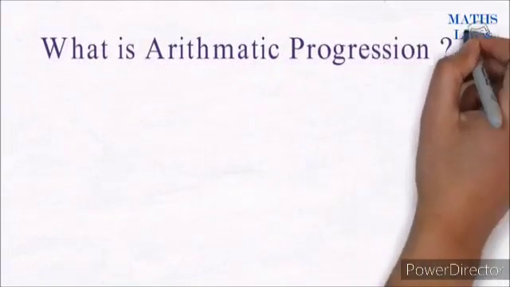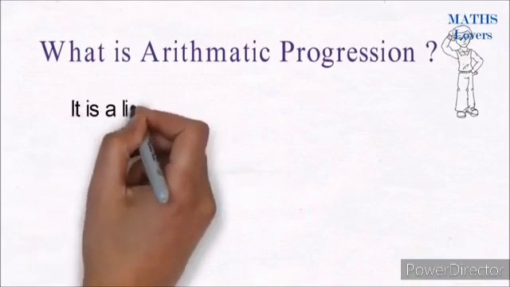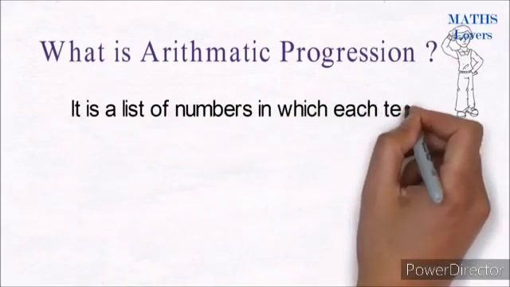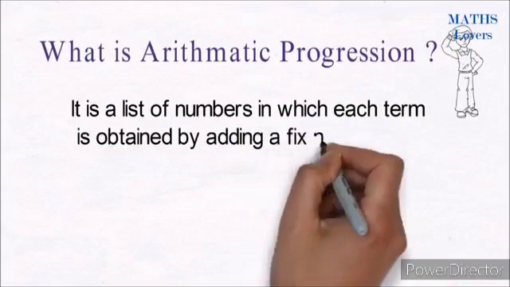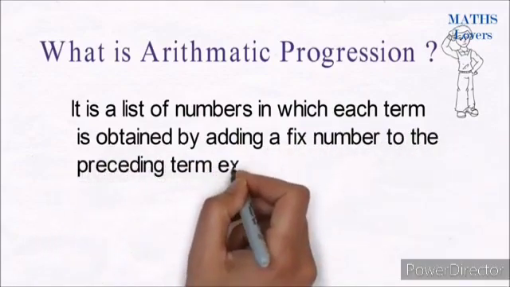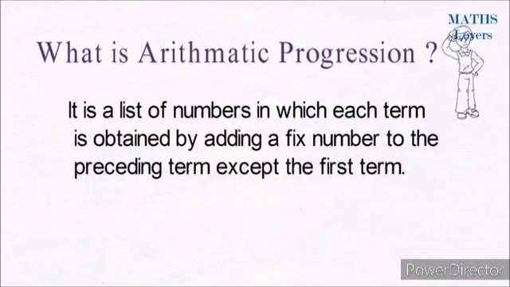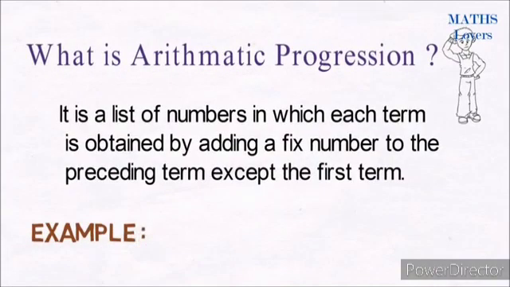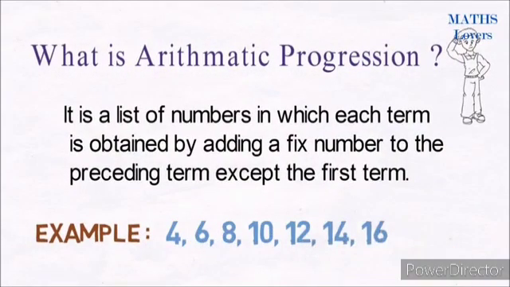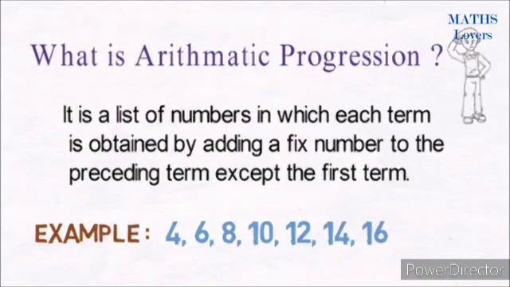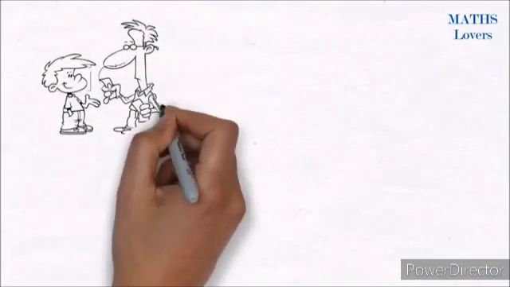We are going to learn what is arithmetic progression. Yes, you have already discussed. It is a list of numbers in which each term is obtained by adding a fixed number to the preceding term except the first term. For example, 4, 6, 8, 10, and so on. Here 4 is the first term, 6 is the second term. 6 minus 4 is 2, 8 minus 6 is 2. Here 2 is the common difference, or 2 is the constant which we are going to add.